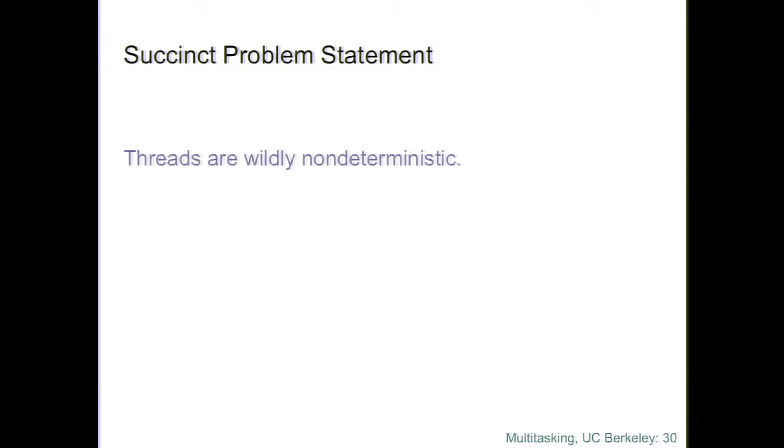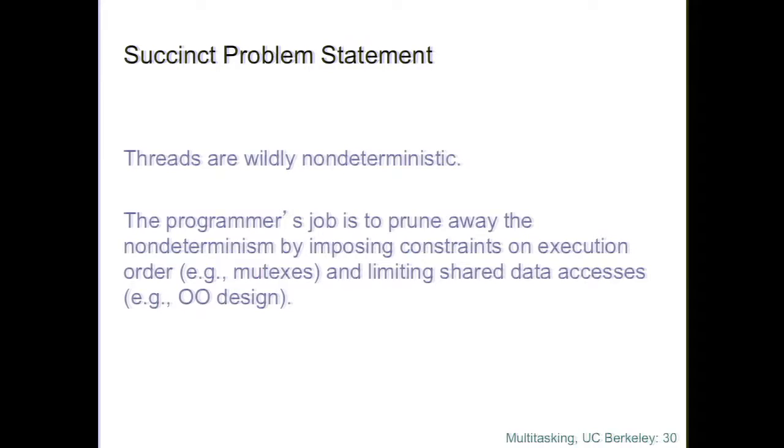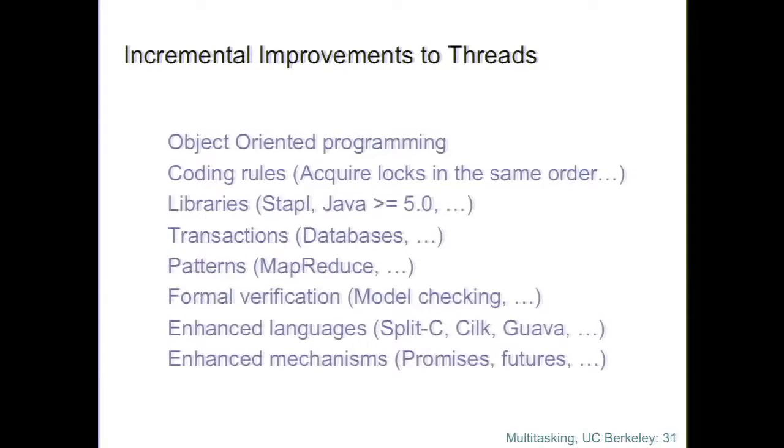One analogy that I use is, if you want to design an internal combustion engine, you could start with a big vat of iron and hydrocarbon molecules moving around at random and constrain their motion until you get an internal combustion engine. But that's not the way you do it. You make parts, you assemble parts, and out of those parts you get systems. And threads don't work that way. So the programmer's job is to prune away the non-determinism.